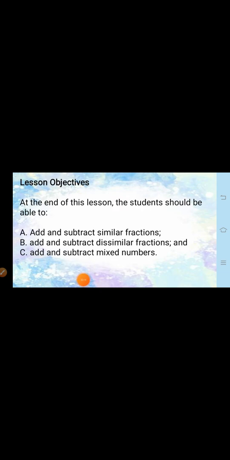Okay, so that's all for our lesson for today. I hope that you got all the lesson, yung mga learnings po natin. Sana po nakuha po natin, which is the addition of similar fractions, addition of mixed numbers, and then subtraction of similar fractions, and subtraction of mixed numbers and whole numbers.